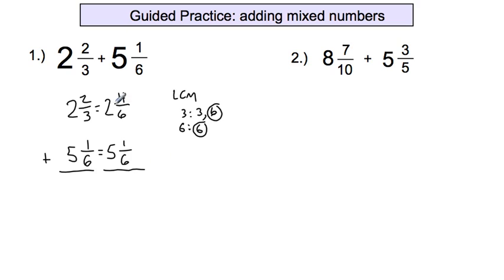So at this point, it's combining all the things that are the same. The whole numbers are the same, so it's 2 plus 5 is 7, and then fraction parts 4 plus 1 equals 5/6. How do I know that's in its simplest form? I think you know by now.